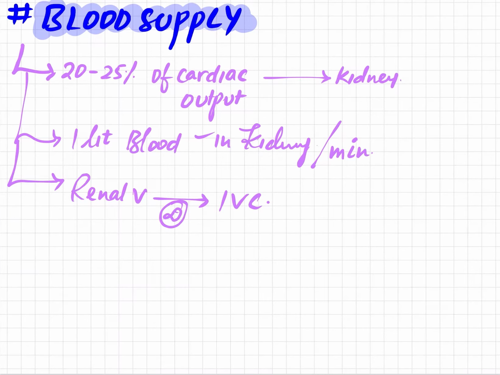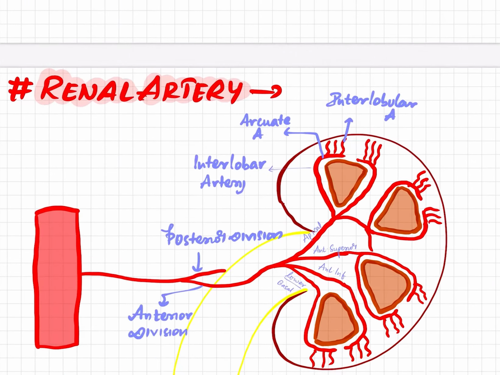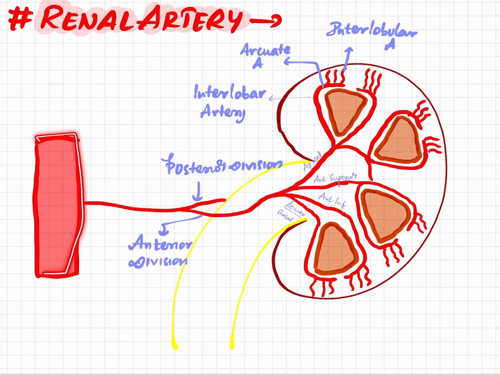And this right renal artery is longer and passes posterior to the inferior vena cava. So now this is the aorta, and this is the renal artery. Just for the sake of understanding, I have drawn it very long.